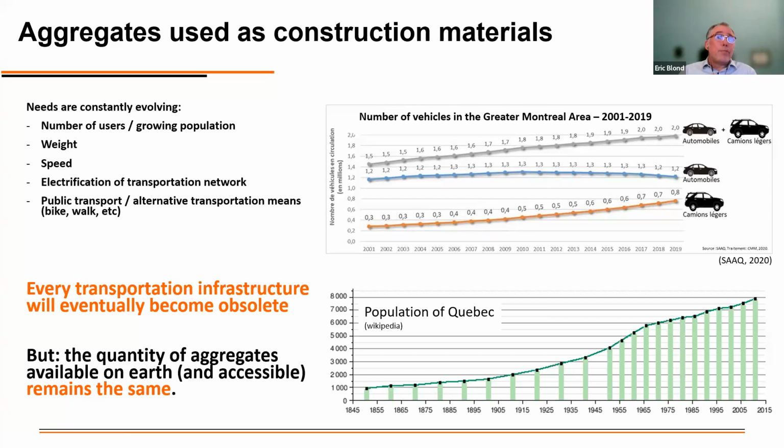More and more people are using public transport and alternative transportation means, bike, walking, etc. I heard about drones coming up. So all these basically makes that we have no idea what our needs are going to be in 50 years. And preserving short design life for infrastructures is very realistic.